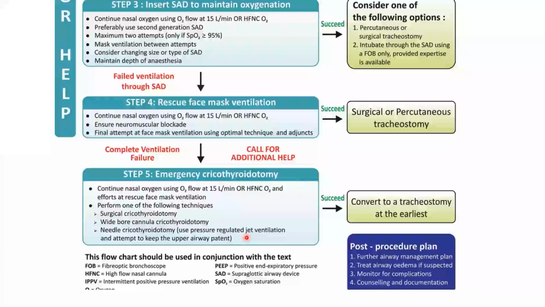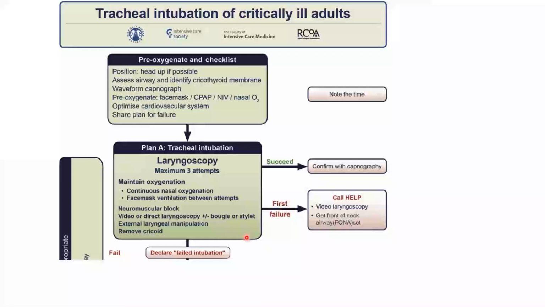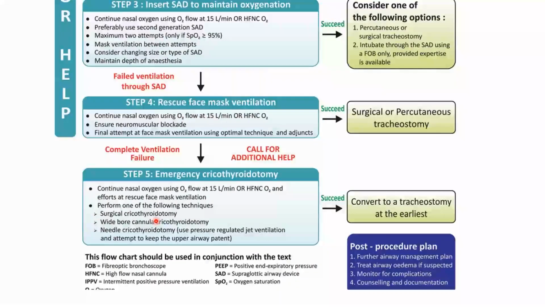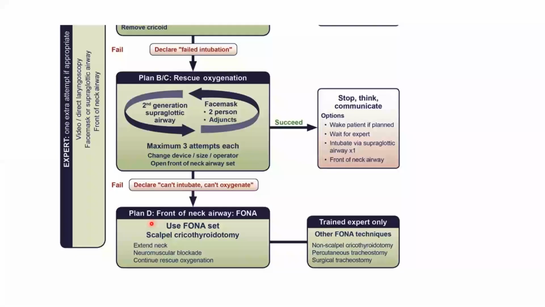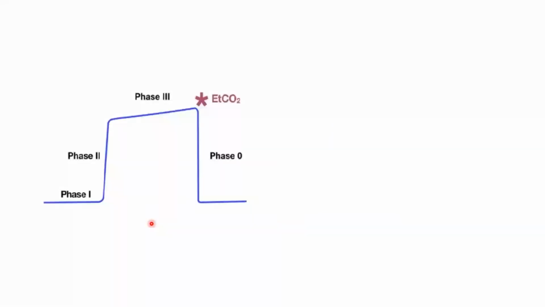If you are not able to succeed, you have to declare can't intubate, can't ventilate, and go for cricothyroidotomy. Then the Royal College of Anaesthetists also came up with guidelines. They have given 3 attempts, and they say that if you have a video laryngoscope, please use it. Many of us are using video laryngoscopes. Maximum 3 attempts before you go for front of neck access.